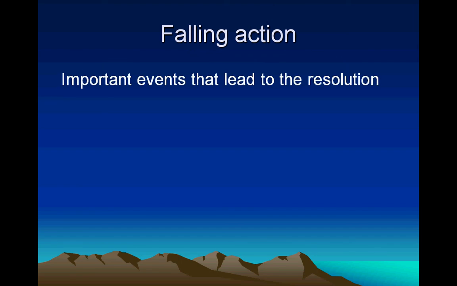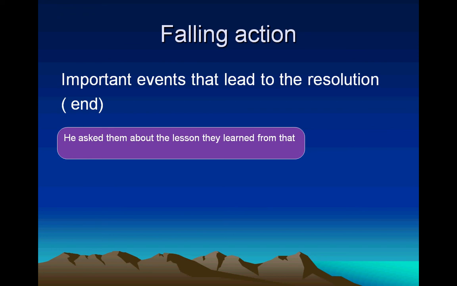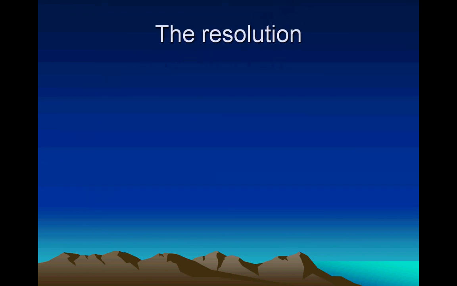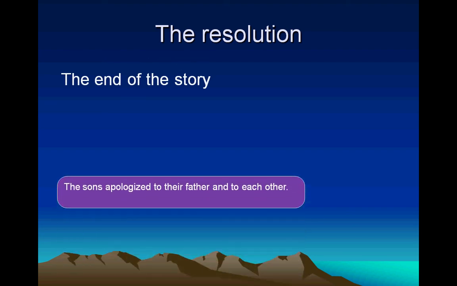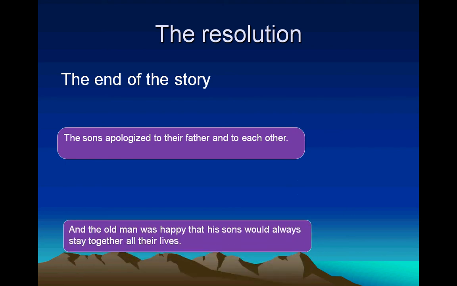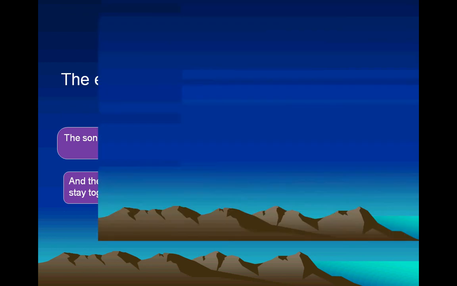The falling action, the important events that lead to the resolution. Another word for resolution is the end of the story. He asked them about the lesson they learned. They were ashamed of what they had done. Now we come to the end of the story, the resolution, the part of the story where the conflict is resolved. The sons apologized to their father and to each other. And the old man was very happy that his sons would always stay together in their lives.